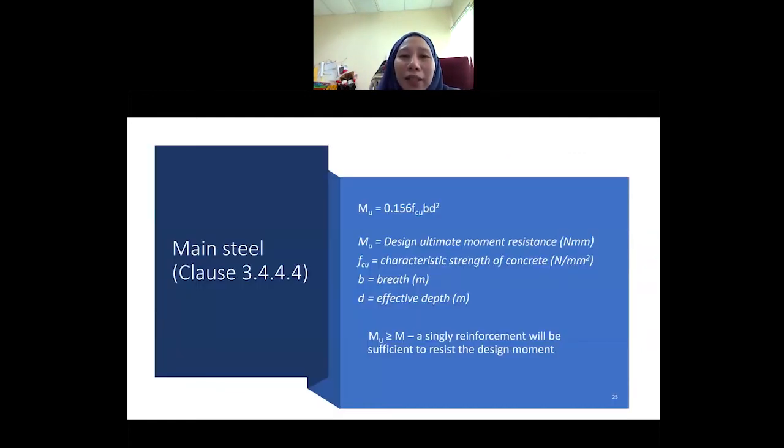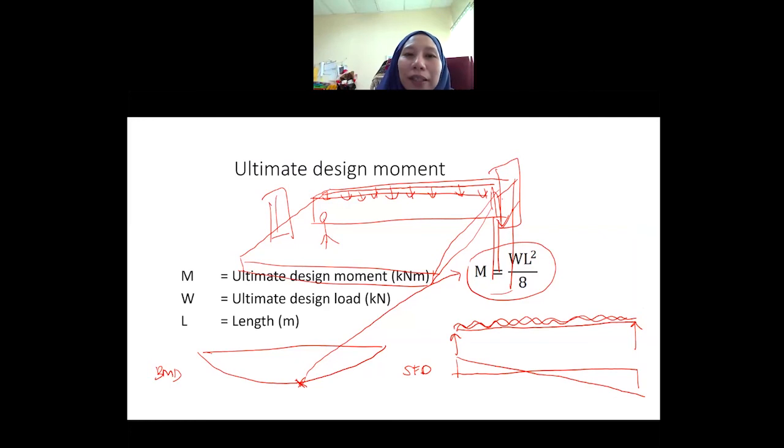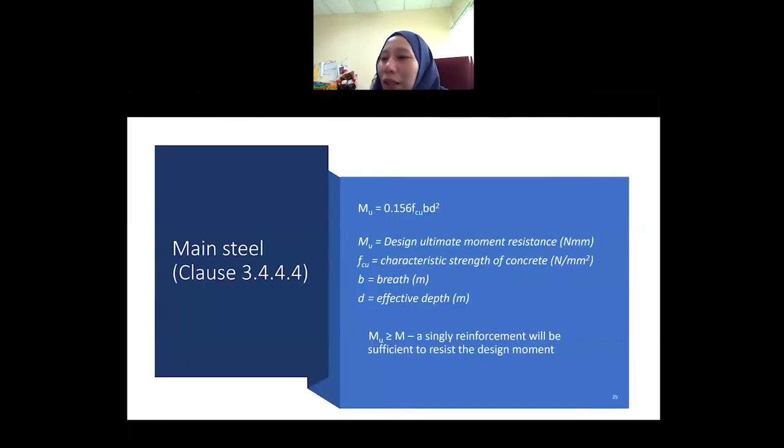Alright, I penat. Okay, the next formula that you have to know, bila you dah dapatkan ultimate design moment, you must make sure, okay, WL square over 8. You kena dapatkan design ultimate moment resistance, which is MU. Okay. What MU? Apa MU ni eh? M ni, moment datang dari loading. This is the loading and this is the moment that will be produced by the load. Loading akan menyebabkan moment. You have to know that.